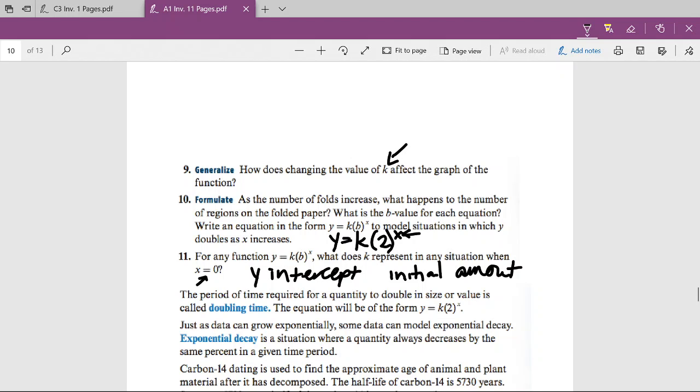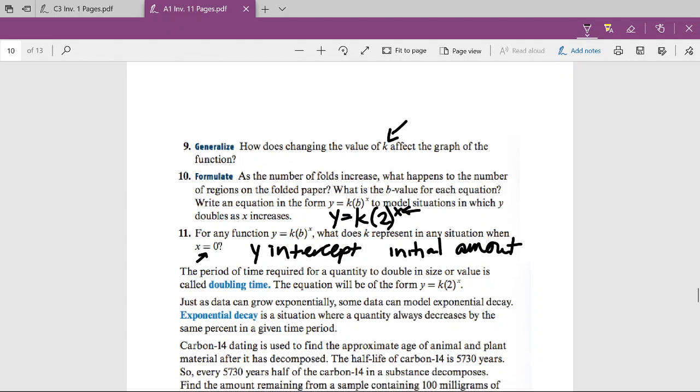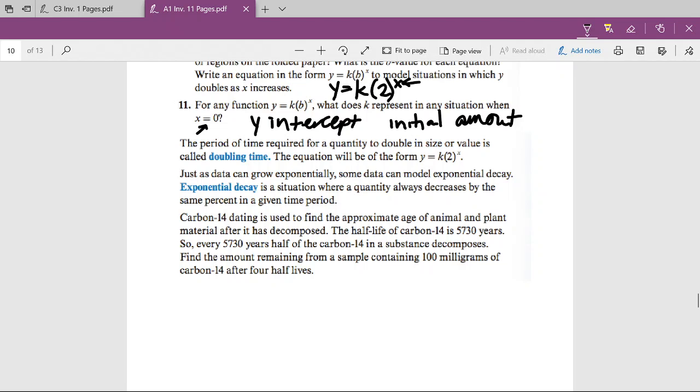And that b value tells me how big it gets each time. In this case, it doubles. All right. So the period of time required for a quantity to double in size is called, literally, the doubling time. And it would be in this form of y equals k times 2 to the x.